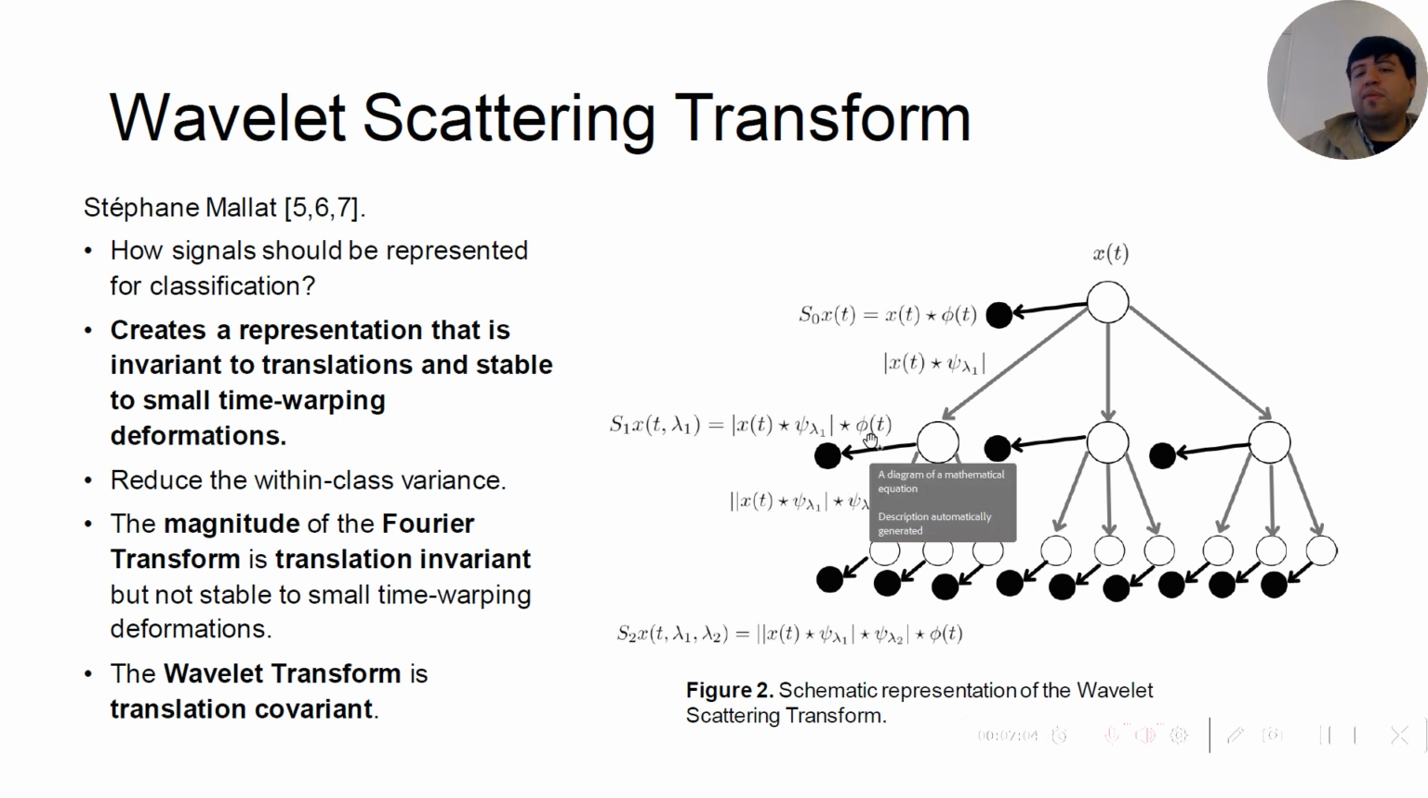And this scattering transform is composed of three main parts. We have the zero order scattering coefficients, the first order scattering coefficients, and the second order scattering coefficients. Basically, to compute the first order scattering coefficients, we apply a wavelet transform to the input signal, we apply a modulus to the results, and then we apply another convolution with a scaling function that is basically a low-pass filter. But this cascade of convolutions progressively translates the higher frequencies to lower frequencies, and in this way we can achieve this invariance to translations and stability to small-time warping deformations.